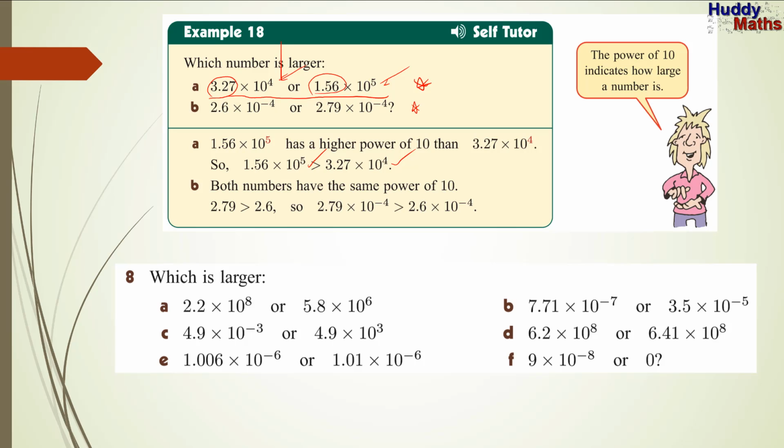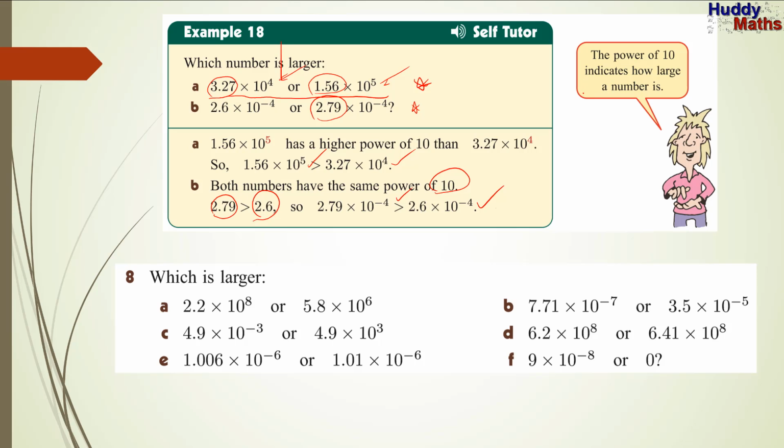And then what about these two little ones here? 2.6 by 10 to the minus 4 or 2.7 by 10 to the minus 4. They've got the same power of 10. They've both been divided by 10 to the 4th. But because the number out the front this time is bigger, 2.7 is bigger than 2.6, so this is going to be bigger than the other one when they've both been multiplied by 10 to the negative 4.